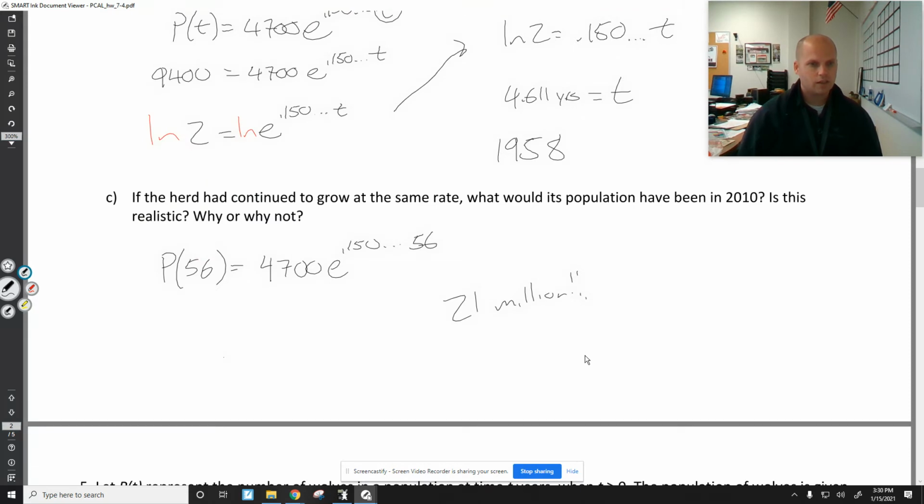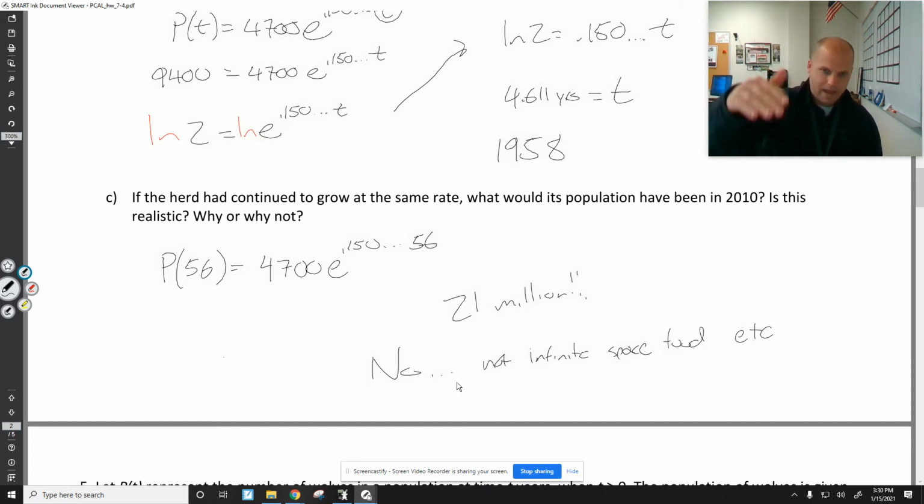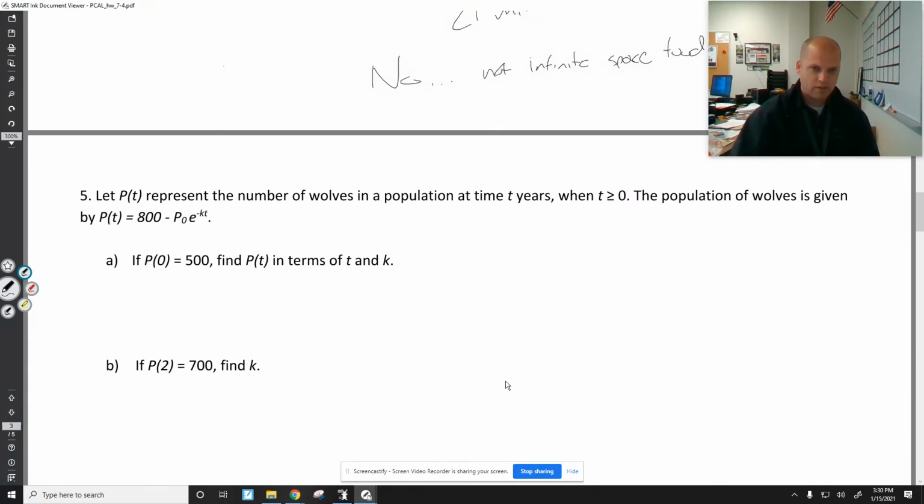Is this realistic? No. There's not enough space or food in Canada. No, there's a lot of space in Canada. You could say there's not infinite space, food, etc. There would be a max. It would be a logistic growth rather than an exponential growth.